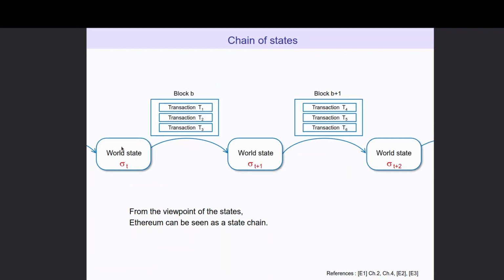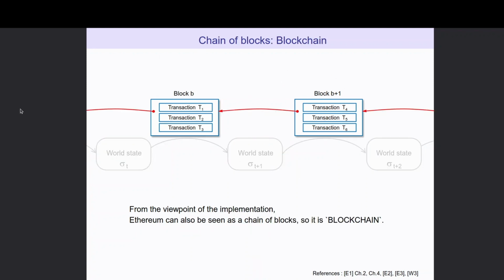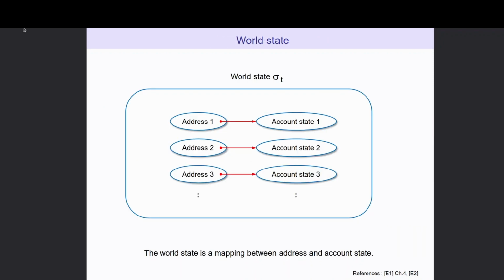Next, let's discuss how blocks are modifying the world state. As you can see in this slide, each block provides an update to the world state and each new block builds upon the previous world state. So from the point of view of implementation, you can think about EVM as a chain of blocks. That's why the name blockchain. So what exactly is world state? In simplest words, the world state is a mapping between address and the account state.